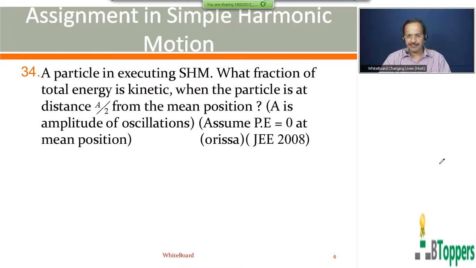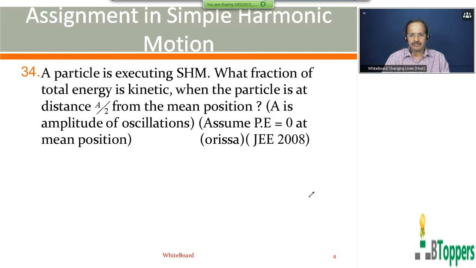Look at the question number 34. I am going to read the question number 34 now. A particle is executing simple harmonic motion. What fraction of total energy is kinetic when the particle is at a distance a by 2 from the mean position? A is the amplitude of oscillations. Assume potential energy equal to 0 at the mean position. I have shown 4 options on the screen. Come on, take a pause and try this question.